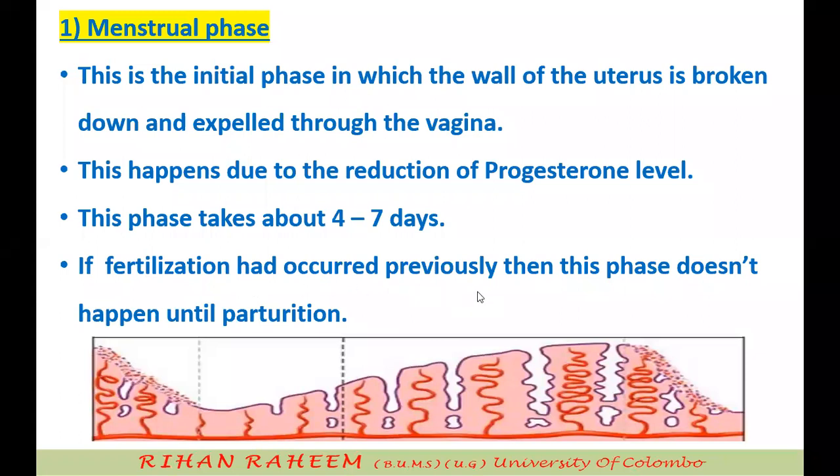If fertilization has occurred, then this phase doesn't happen until parturition. So a pregnant mother doesn't get her menses until the child is born. This is one method to identify whether the mother is pregnant. If they don't get the menses for 2 months, they think it is pregnancy. Normally, if it doesn't come after the first 28 days and the second 28 days, there is a chance the girl is pregnant. They can do many tests, like HCG tests or ultrasound scanning, and confirm that.